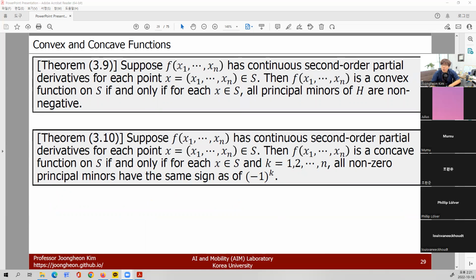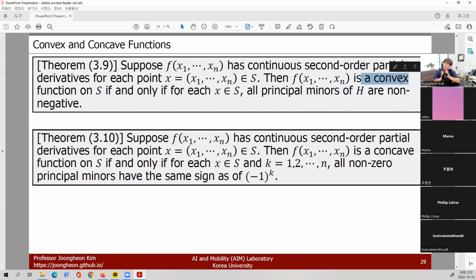And then suppose the function has continuous second order partial derivatives. Here, this theorem, you should remember this one, because it shows why we have to know how to calculate the principal minors. This theorem says that if all principal minors of the Hessian matrix are non-negative, then the given function is convex.